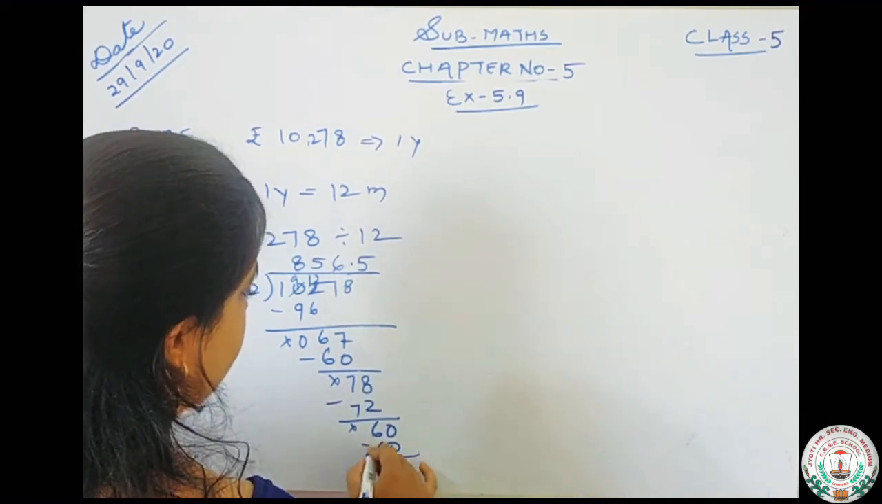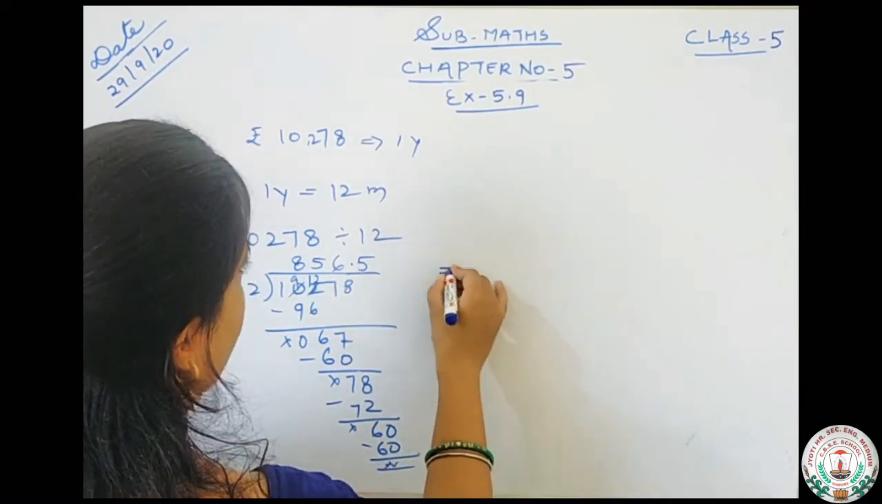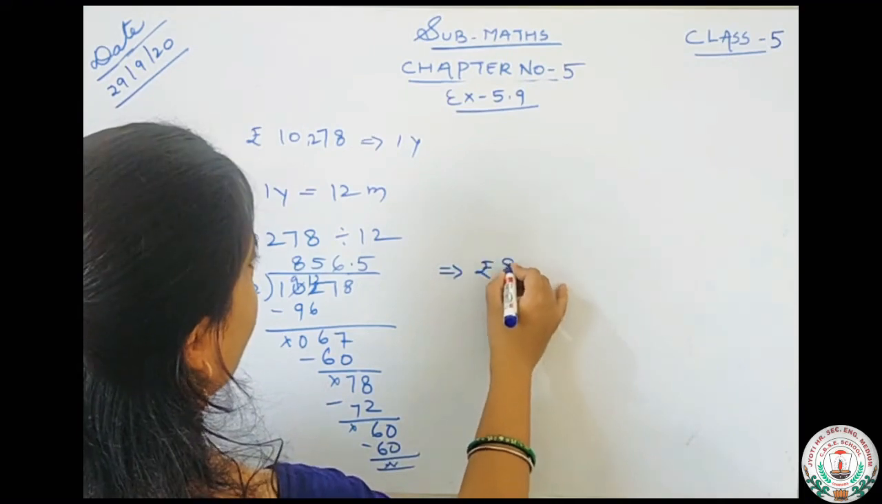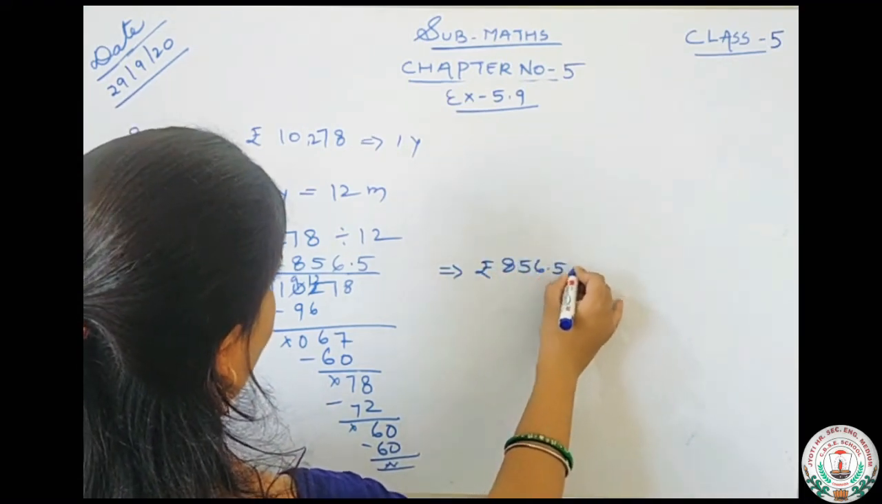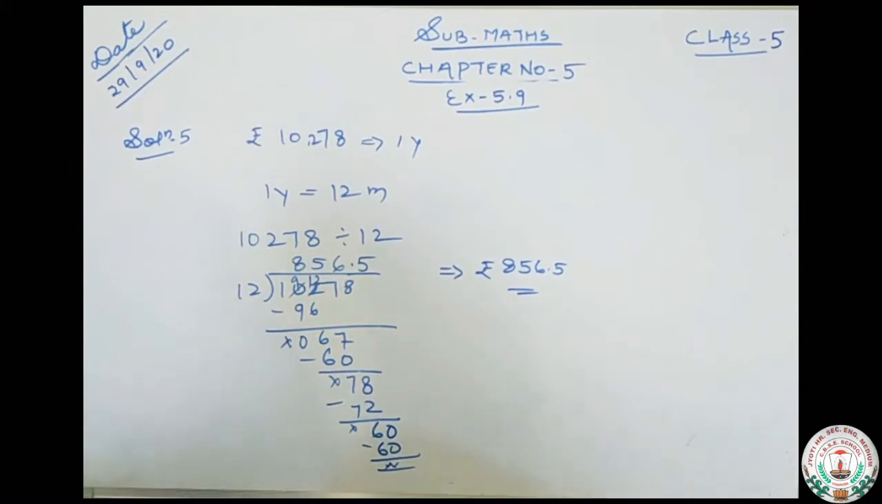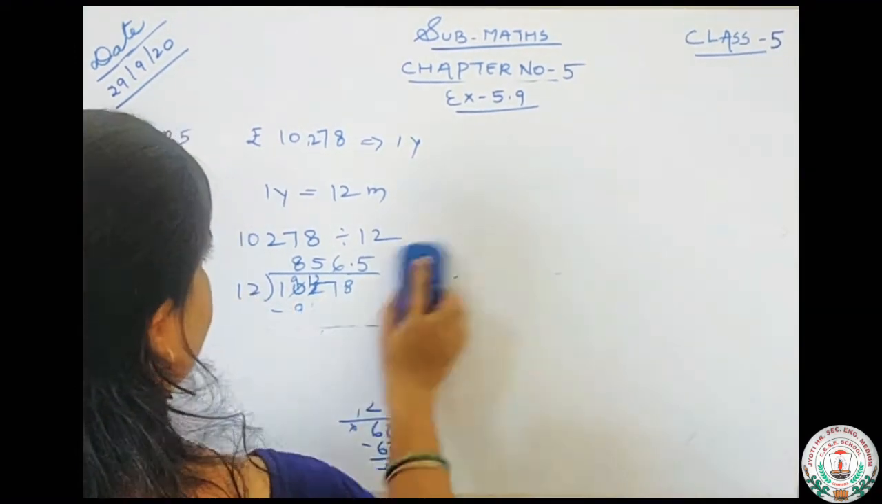So what is his monthly income? His monthly income is rupees 856.5. Okay. Now question number 6. 40.5 meter cloth is required to make 18 shirts.